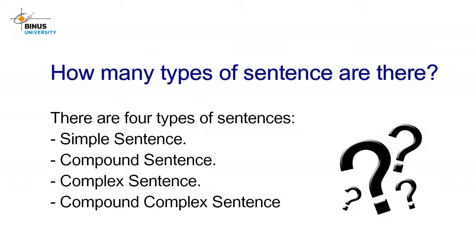How many types of sentence are there? Exactly. There are actually 4 types of sentences. The first one is simple sentence, compound sentence, complex sentence, and compound complex sentence. The next step is breaking up long sentences.